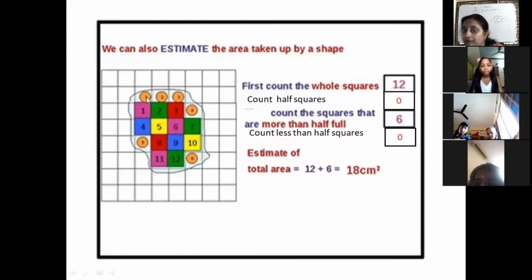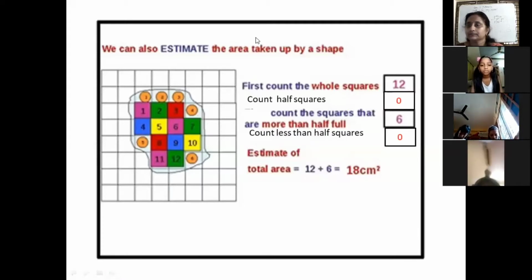And more than half, how many do we have? 1, 2, 3, 4, 5, 6. More than half squares, we have 6. And less than half? Less than half we will count as 0. So what is the total area? The total area is 18 centimeters square. We can call it square centimeter or centimeter square also.